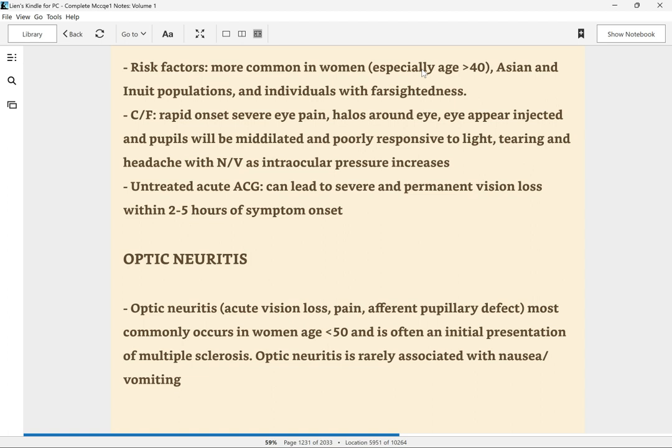Optic neuritis: acute vision loss, pain, afferent pupillary defect, most commonly occurs in women around age 50 and is often an initial presentation of multiple sclerosis. Optic neuritis is rarely associated with nausea/vomiting.